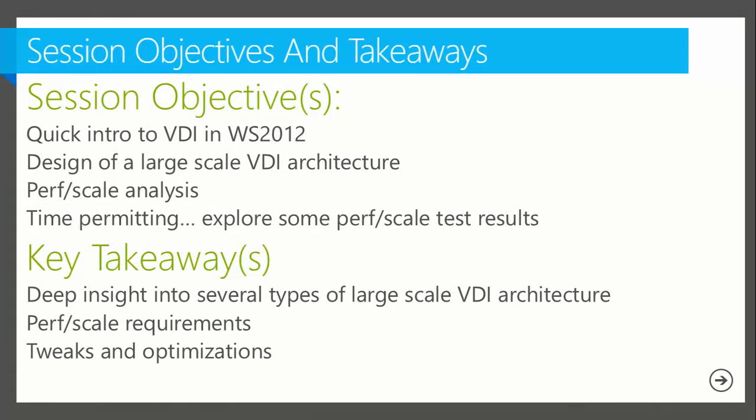And after that, I'll jump into doing the actual design of a 5,000-seat deployment. And while we're doing the deployment, we'll talk about performance and scale characteristics of the subsystem. I'll share with you the test data we have. Some of it is really recent, and we haven't published it yet, but we plan to publish this information eventually. And time permitting, I'll show you the actual charts and so forth. The takeaway for you, I hope, will be a deeper insight into Microsoft VDI architecture and the performance and scale characteristics, and what things you can tweak to optimize your VDI.